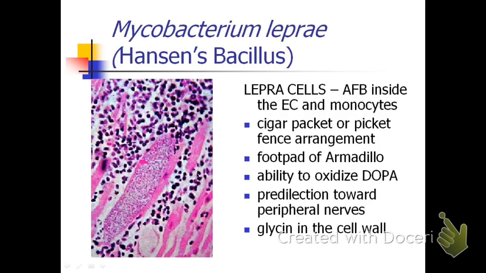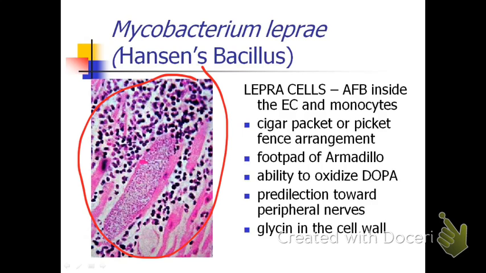Okay, so let us now discuss another important species of Mycobacterium, the Mycobacterium leprae, also known as Hansen's bacillus. One of the characteristics of the presence of Mycobacterium leprae in a tissue is the presence of lepra cells. So this is an example of lepra cells. Acid-fast bacilli are found inside the epithelial cells and monocytes. These organisms would have a cigar packet or picket fence arrangement. You cannot cultivate it.